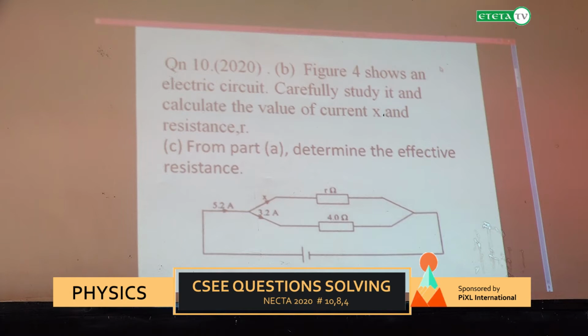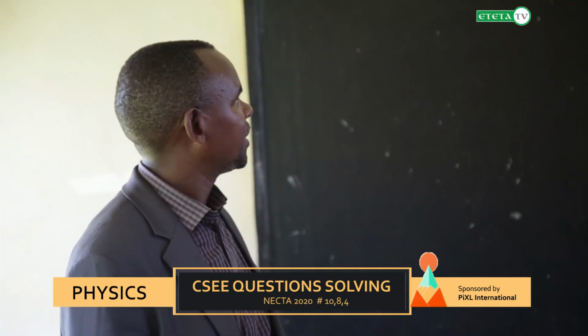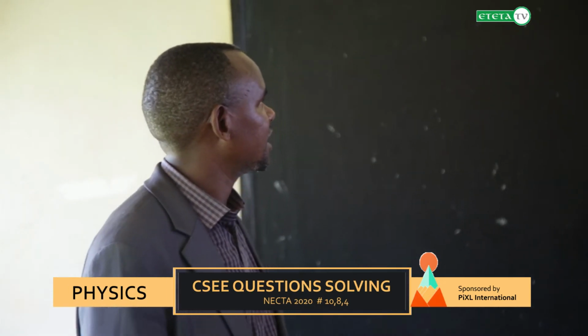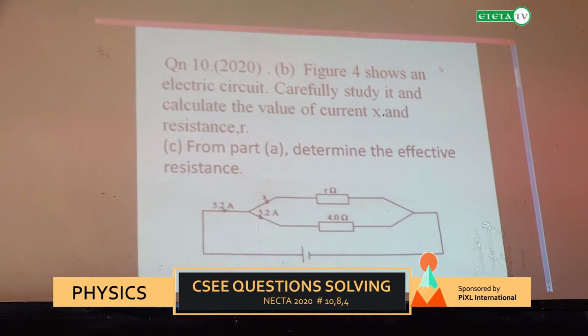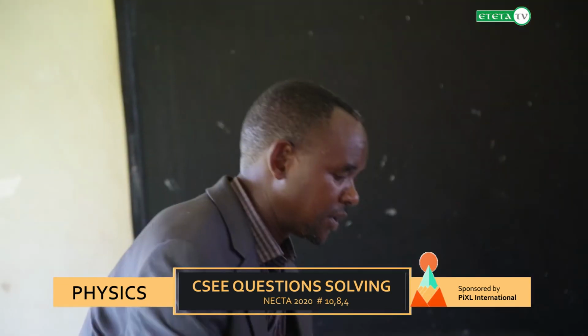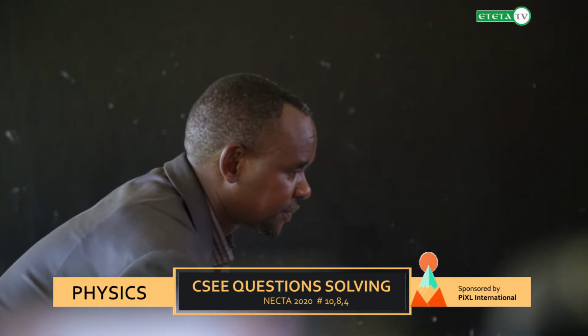It shows that we have a total current of 5.2 ampere, but also the current to the junction, labeled 3.2 ampere. This current of 3.2 ampere passes through the resistor labeled 4 ohms. You also have the current passing through the junction, labeled XC, which passes to the resistance labeled R ohms. Now the following is the solution.